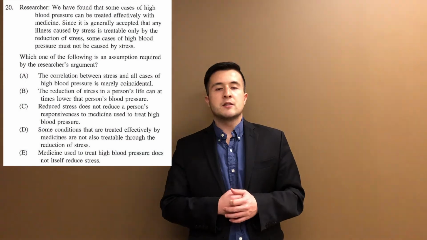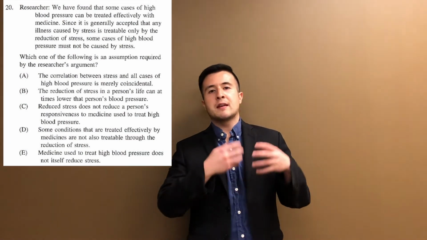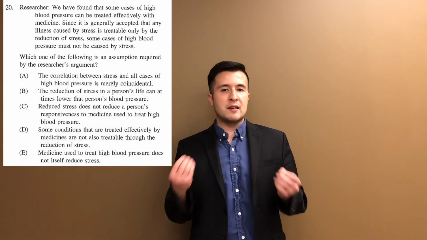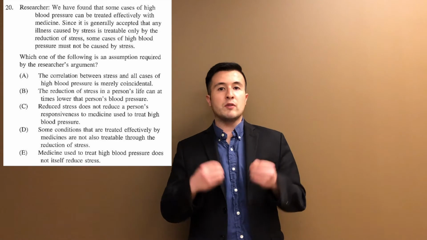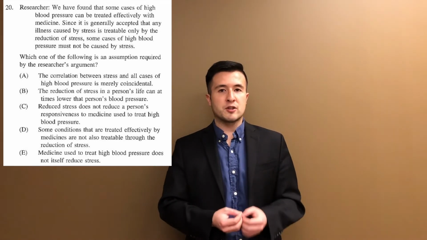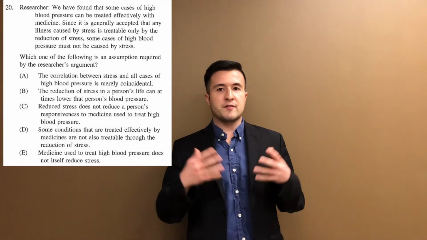To clarify this and really hone in on what the thought process should be, let's do a sample necessary assumption question. I'll put the question somewhere up here. So we have a researcher basically saying that some cases of high blood pressure can be dealt with medicine, and since it's generally accepted that any illness that is caused by stress can only be treated by the reduction of stress, some cases of high blood pressure cannot be caused by stress. So this is hopefully a question that you can answer fairly quickly.